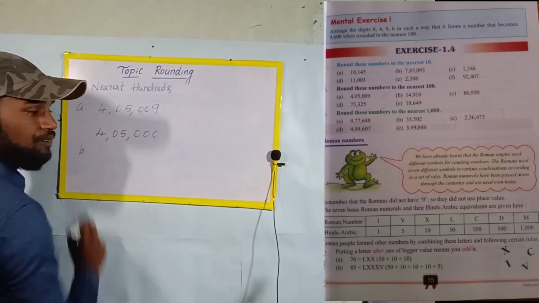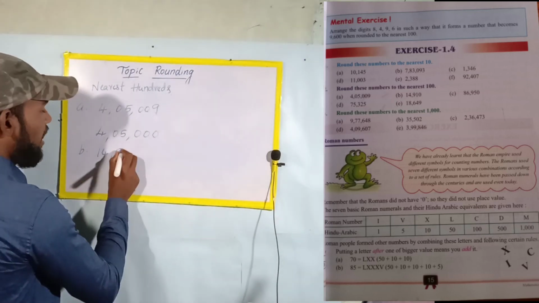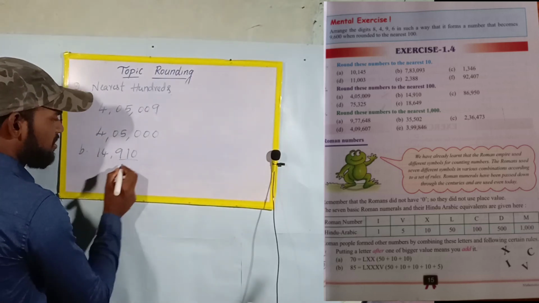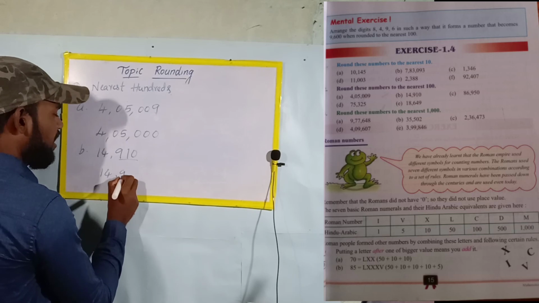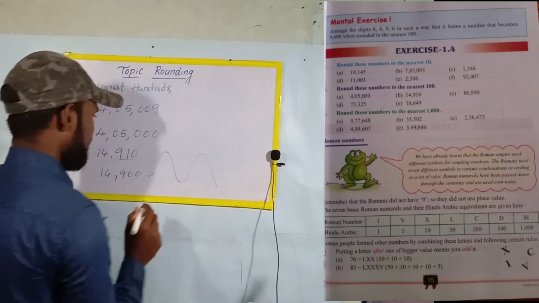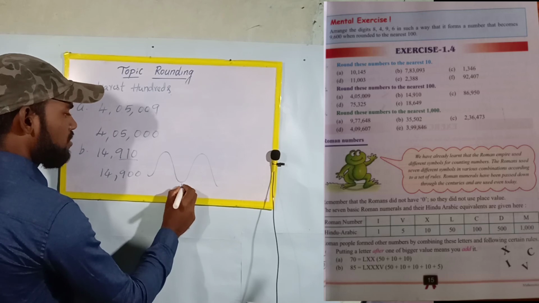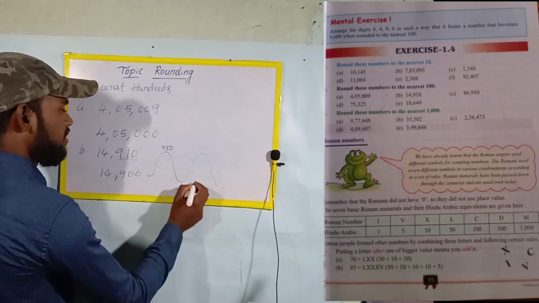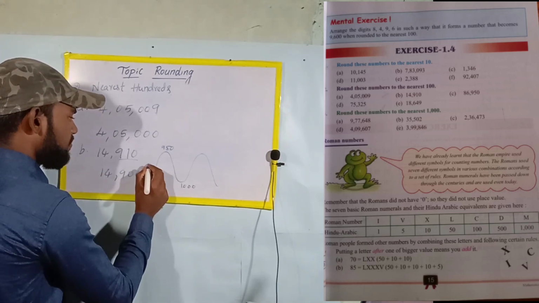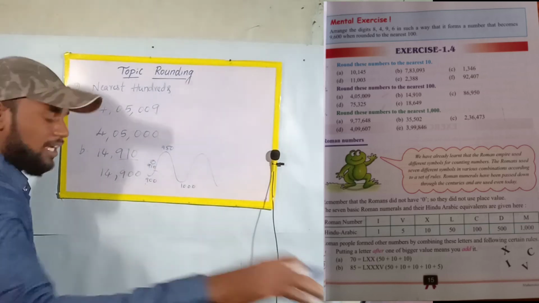So next one, B bit. What is the B bit given? 14,910. We have to round off to the nearest hundreds. See here, nearest hundreds. 14,900. Everyone clear? One more time, draw this diagram here. Here what is here? Here 9,000. Here 950. Here 900. So here 910 is there. 910 is here. Now this ball moves towards 900. Okay, clear?